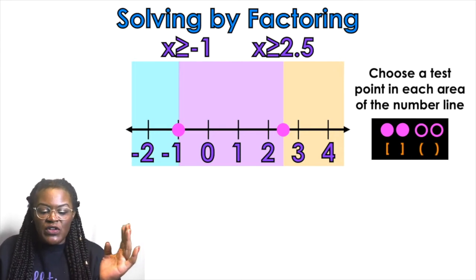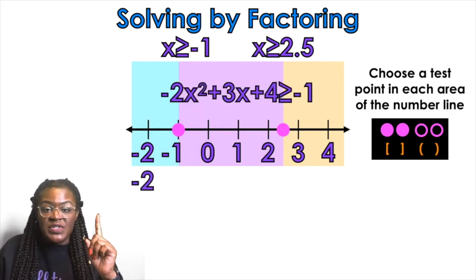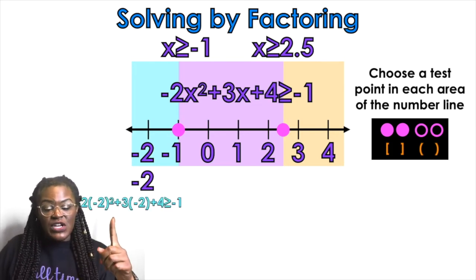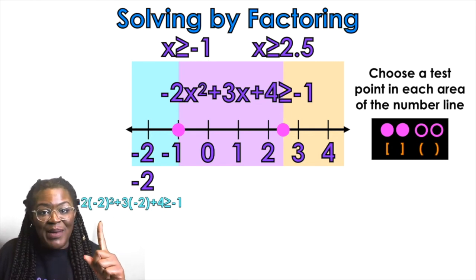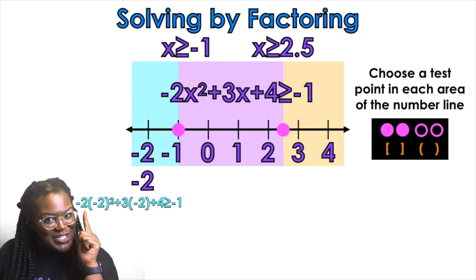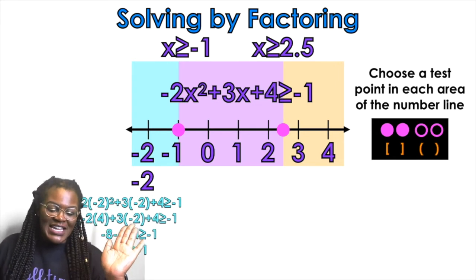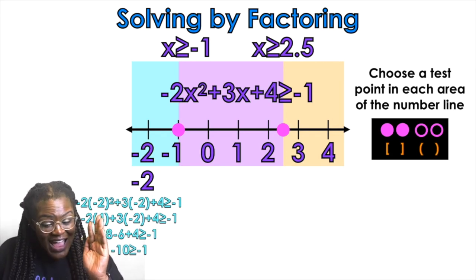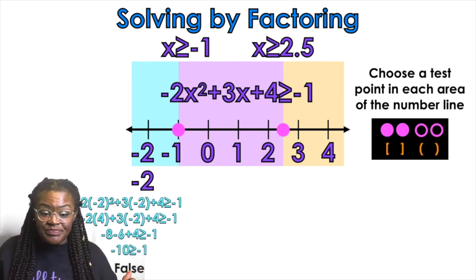All right, so the first area, the blue area, I'm going to choose negative 2 because negative 2 is a number in the blue area, right? And I'm going to plug it in to our inequality, and I'm going to do PEMDAS. I'm not explaining PEMDAS to you because if you're doing this lesson, you should know how to do PEMDAS, okay? So when I do PEMDAS, I get negative 10 is greater than or equal to negative 1. And that is a false statement. So my solution cannot be in the blue area.